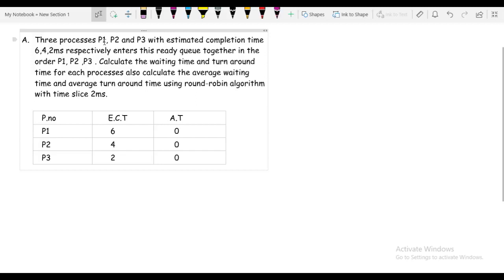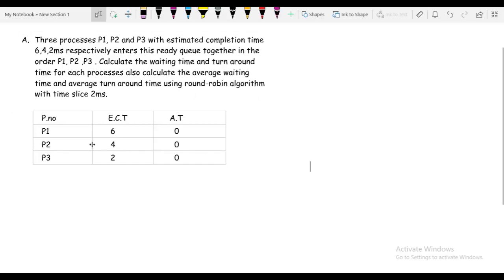Three processes P1, P2 and P3 with estimated completion times 6, 4 and 2 milliseconds respectively enter the ready queue together in the order P1, P2, P3. Calculate the waiting time and turnaround time for each process. Also calculate the average waiting time and average turnaround time using the round robin algorithm with time slice 2 milliseconds.